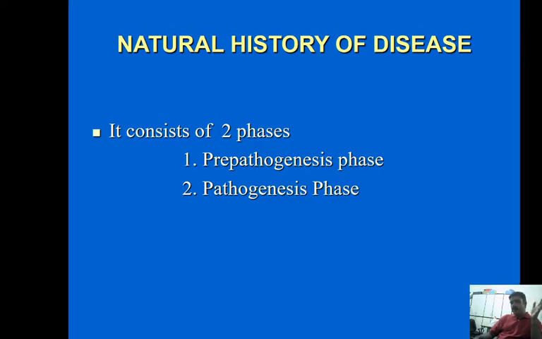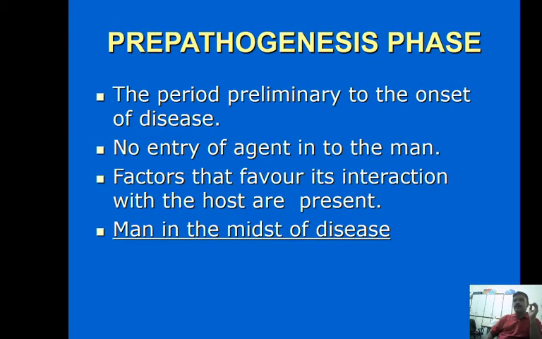One is the pre-pathogenesis phase and the other is the pathogenesis phase: before the pathogenesis starts occurring, and the pathogenesis itself. The pre-pathogenesis phase is preliminary to the onset of the disease. There is no entry of the agent into the man yet. Factors that favor its interaction with the host are present. Man is in the midst of the disease factors. For COVID-19, I have not got COVID-19 yet.